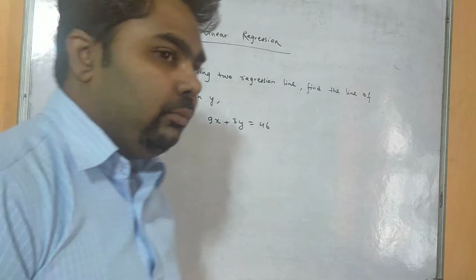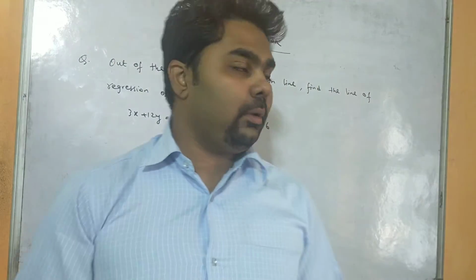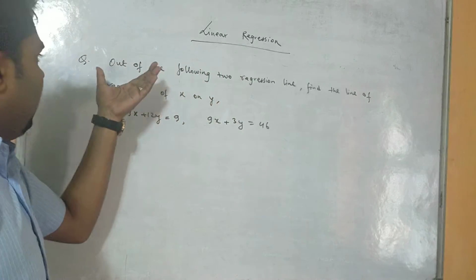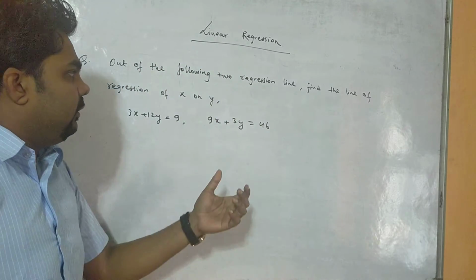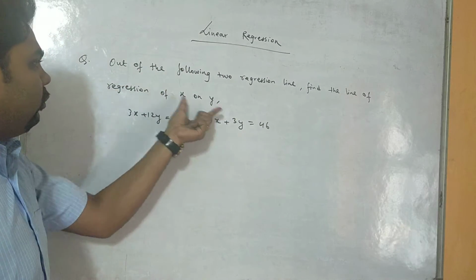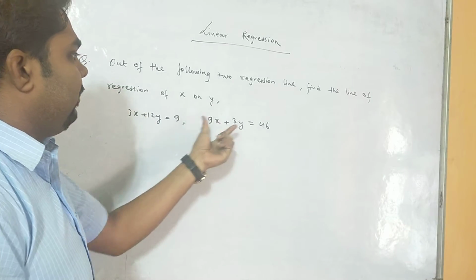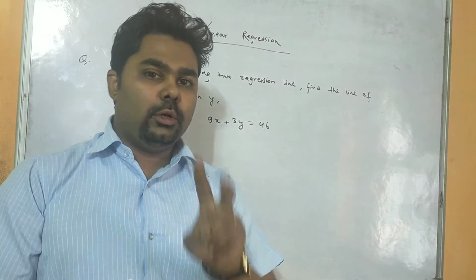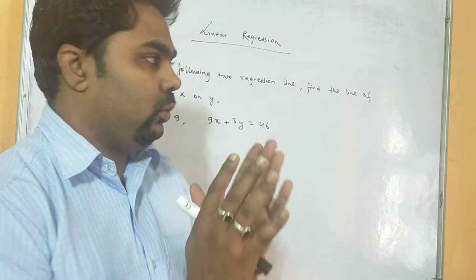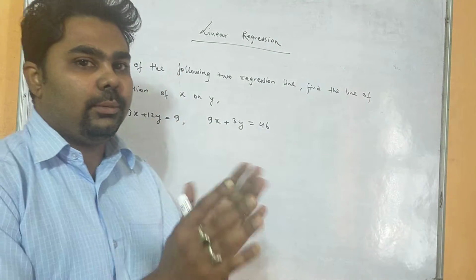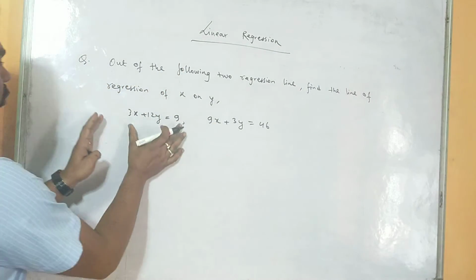This is a continuation video on the chapter linear regression. So you see, out of the following two regression lines, find the line of regression x on y. Now which one is x on y and which one is y on x? Two equations are given in the question. So first of all, we will find bxy and byx.